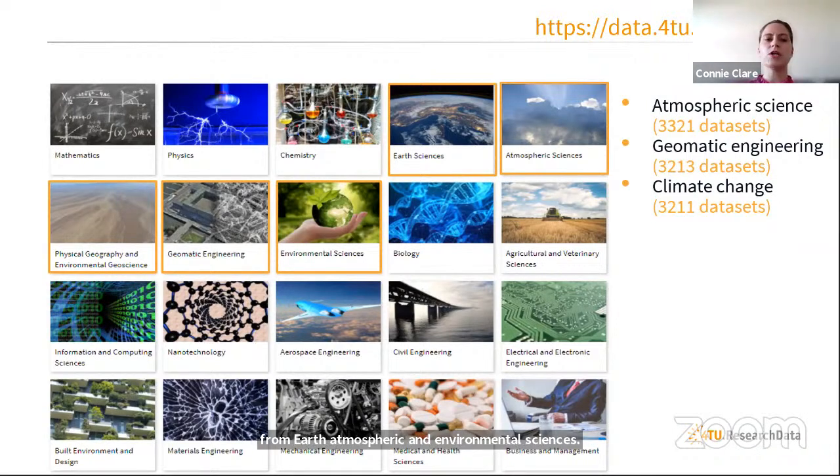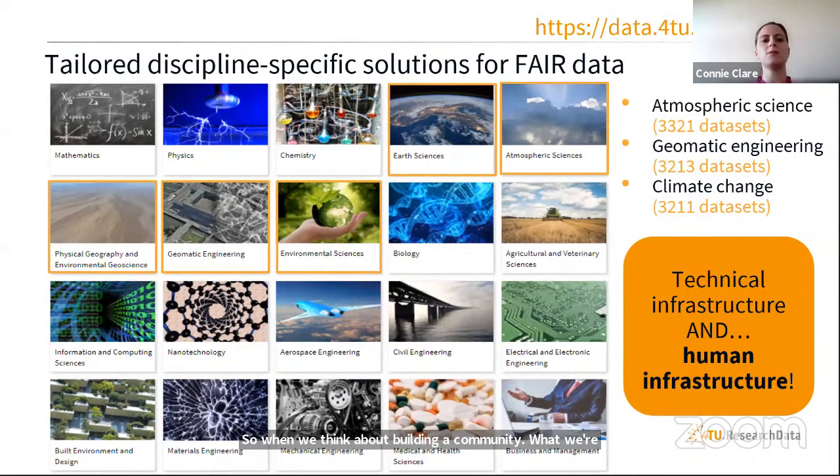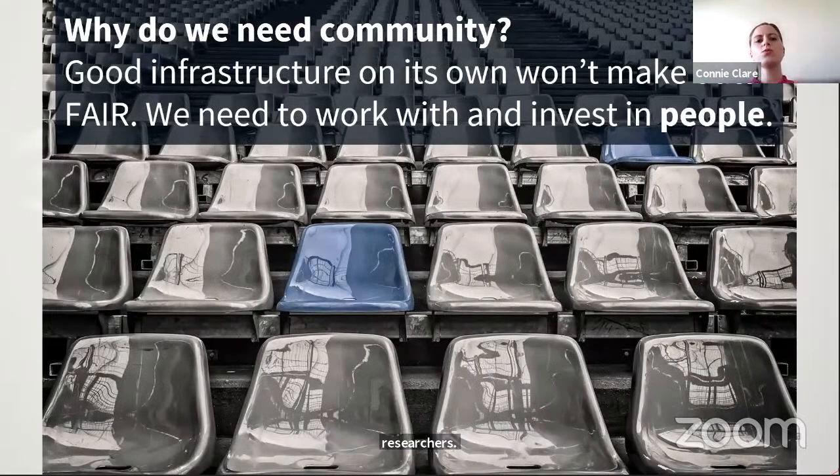So when we think about building a community, what we're hoping to do is develop tailored discipline-specific solutions for FAIR data. So to help researchers make their data findable, accessible, interoperable, and reusable. And whilst we have the technical infrastructure and the repository has certain features that can help, what we're talking about with community is the human infrastructure, so the people that can support researchers. So why do we need community? Because we realize that good repositories and good technical infrastructure on its own isn't enough to make data FAIR. So we really need to work with and invest in people and supporters that can meet researchers where they're at.